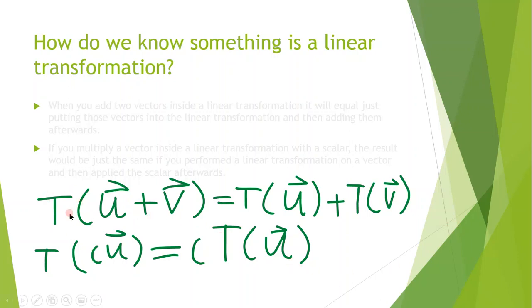Let's say you have some transformation, which is some function of some sort. You can think of this as the equivalent of f of x, but for vector functions. You put in two vectors, add them, and put them through the transformation, and it'll be the exact same as putting the vectors individually through the transformation and adding. The same goes with a scalar. It doesn't matter if you multiply your vector by a scalar first and then transform it, or transform your vector first and then apply the scalar.